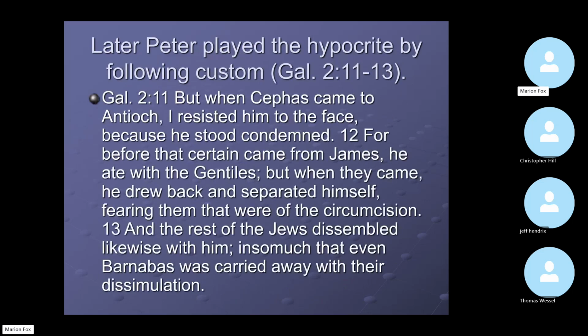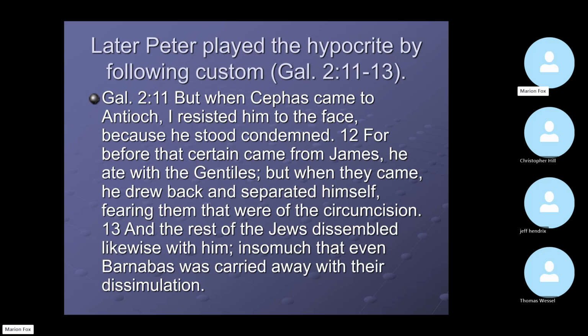Now, let's go to Galatians chapter 2. We won't go any further in this passage in Acts 10, Acts 11, Acts 15. But when Cephas came to Antioch, now Cephas is another name for Peter. This is the Aramaic name for Peter. This is the Aramaic word for a stone. And he came to Antioch. I resisted him to the face because he stood condemned. So Paul rebuked Peter, and he did it to his face. He didn't do it behind his back. He stood up against him right here.